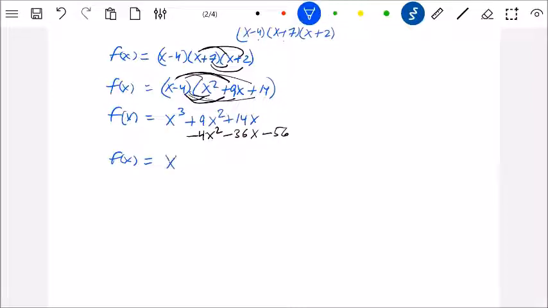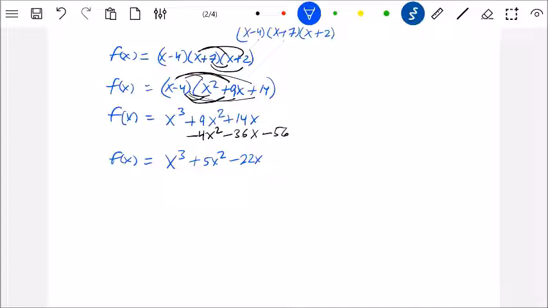So that means this is an x cubed. 9 take away 4 means it's a plus 5x squared. And here we have a 14 minus a 36. So I'm going to do 36 take away 14, and then I will change the sign. So 36 take away 14 would have been 22. So this should be a negative 22x.